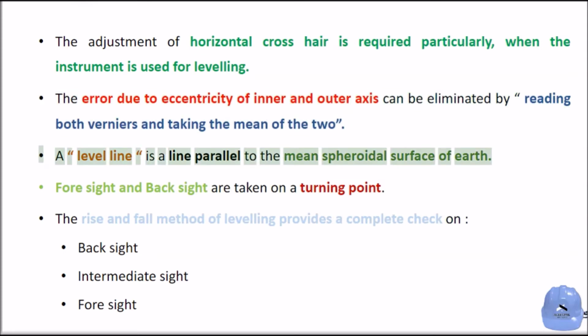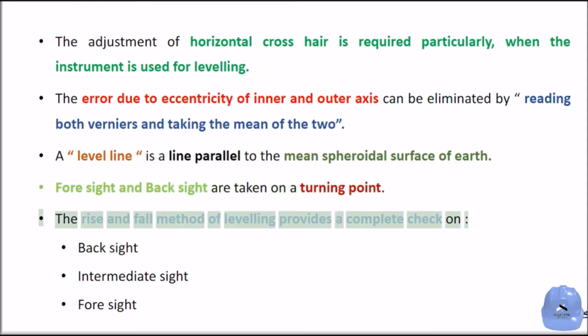A level line is a line parallel to the mean spheroidal surface of Earth. Foresight and backsight are taken on a turning point. The rise and fall method of leveling provides a complete check on backsight, intermediate sight, foresight.